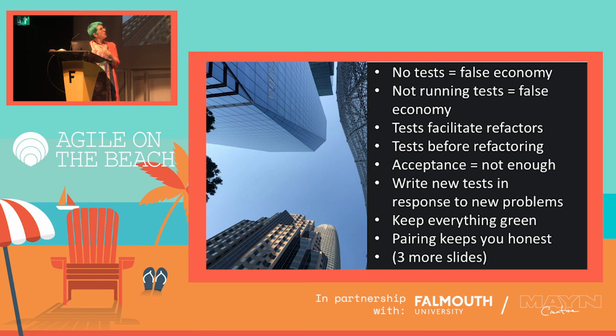Acceptance tests are not enough. But you can write new tests in response to new problems. So every time you find a bug, if it wasn't already covered by tests, write a test that expresses that bug, expresses how the code should behave without the bug.